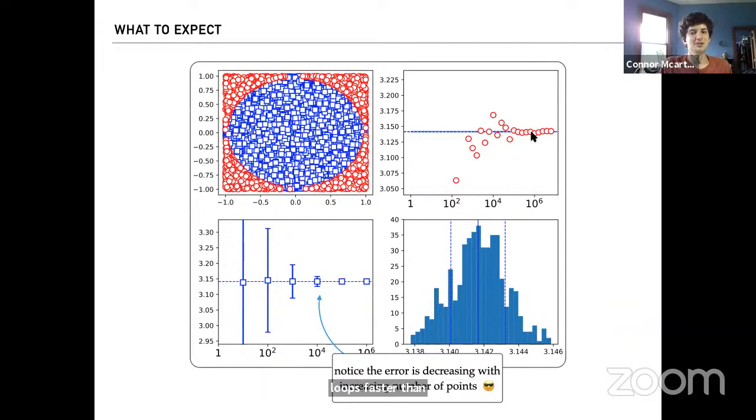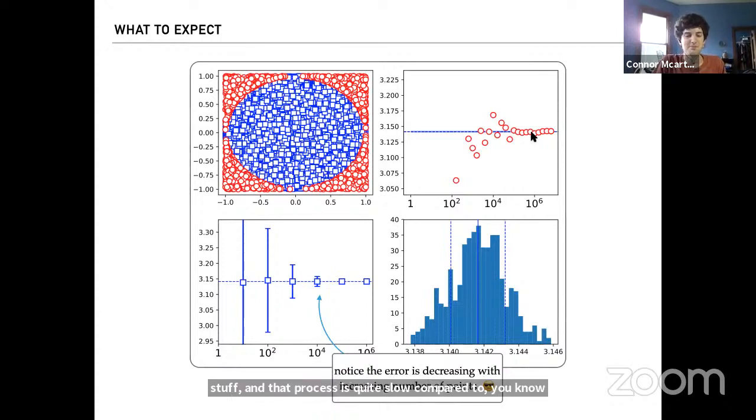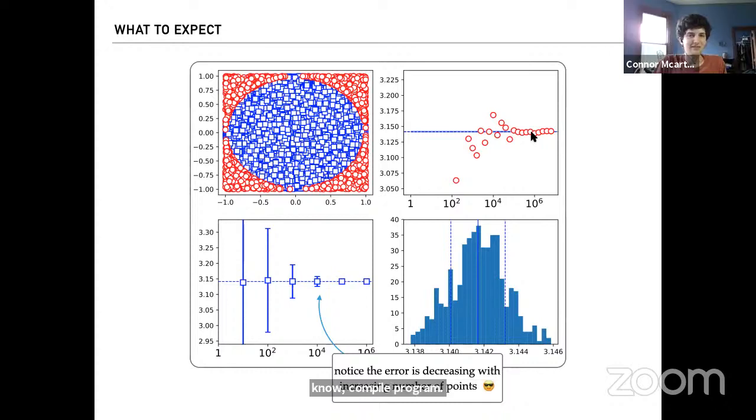I don't think so. No, it's just because Python is interpreted rather than compiled. So there's another program in between your Python code and the computer that looks at the text that you've written and is like, okay, well, I see the word "while", that means I need to go and do some stuff. And that process is quite slow compared to a compiled program. And yeah, it's just generally looping or doing anything in Python is not super fast, but it's a convenient language to use.